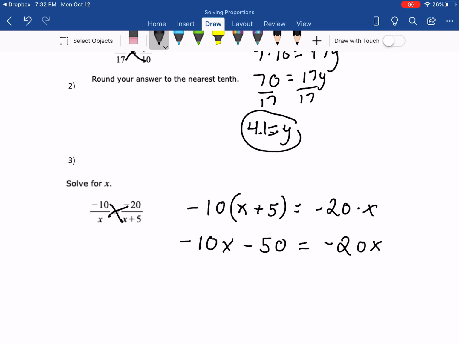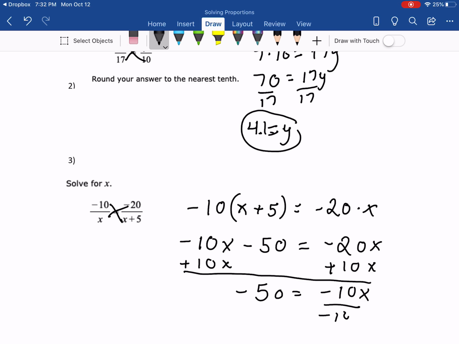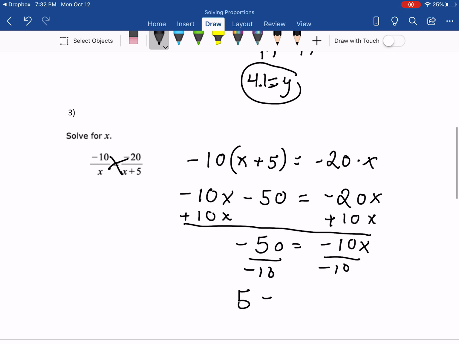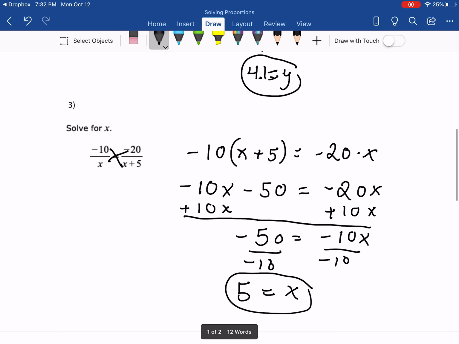Okay, we want to get the variable on just one side, so I'm going to add 10x to both sides. Negative 50 equals negative 10x, and we'll divide each side by negative 10. So 5 is equal to x.